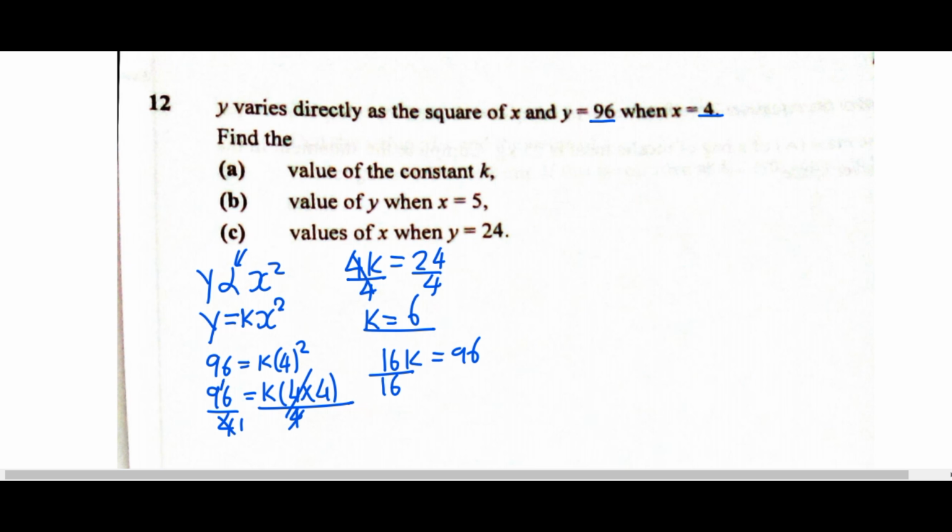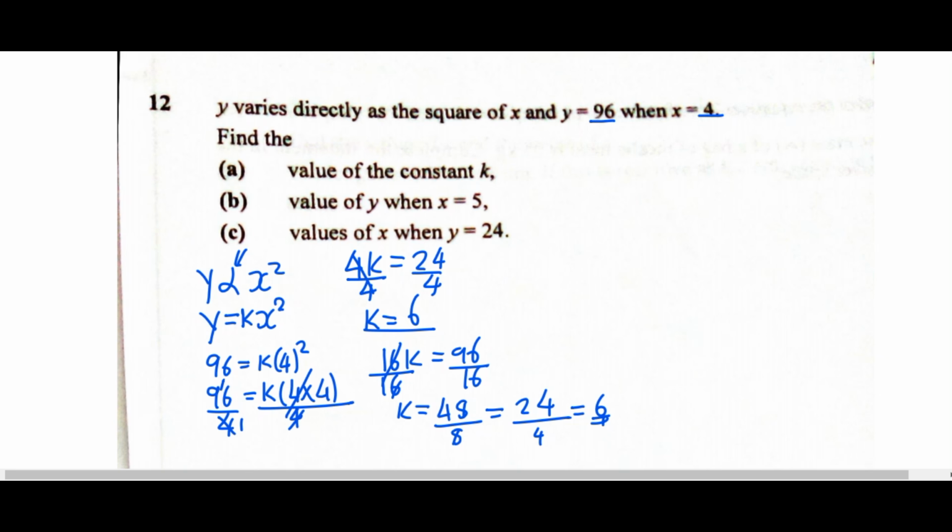So we divide by 16, we divide by 16. Then you can reduce: 2 into 96 will give us 48 over 2 into 16 will give us 8. Then 2 into 48 will give us 24, 2 into 8 will give us 4. 4 into 24 will give us 6.